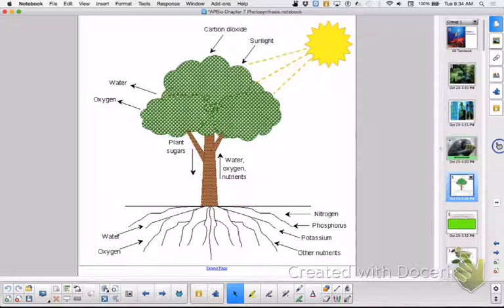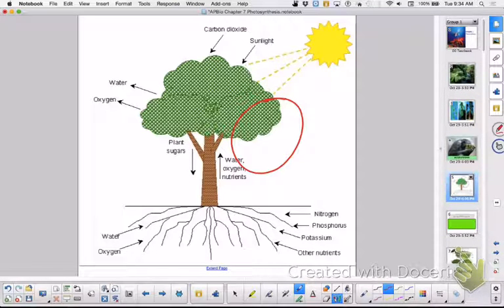Now I want to ask you a question. Up here, this portion of the plant, are they doing photosynthesis? Yes. Are they doing cellular respiration? Who does cellular respiration? All cells. So yes, they are doing cellular respiration. Remember, if you're a eukaryotic cell, what organelle are you using to do photosynthesis? Chloroplast.